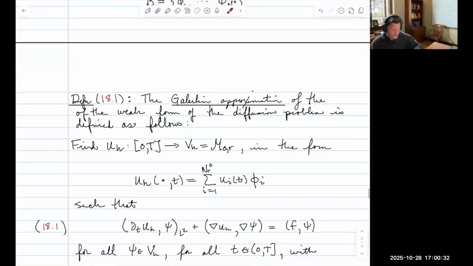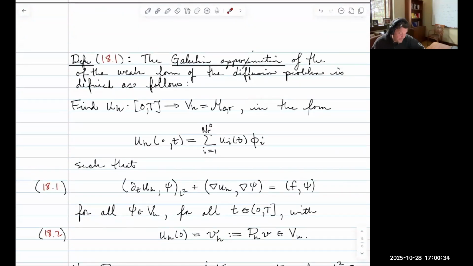So here's our approximation strategy. The Galerkin approximation of the weak form of the diffusion problem is defined as follows. We're going to start from the weak form. We're going to look for a solution UH, which we're going to think about as functions mapping a time from this time interval 0 to t into a function of space. So for each time that you give me, I'm going to give you an element from my finite dimensional subspace M0R. And it's going to be of the following form.